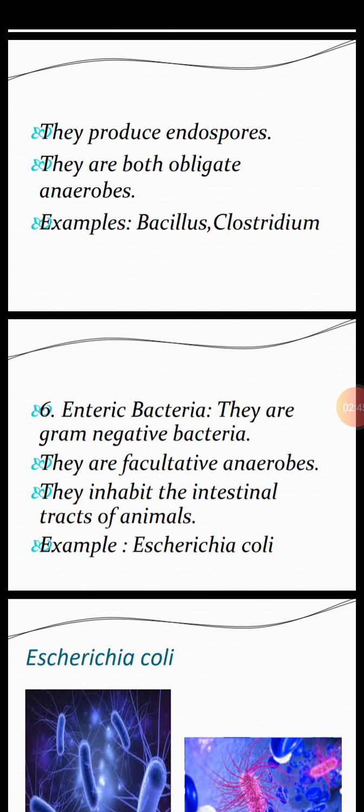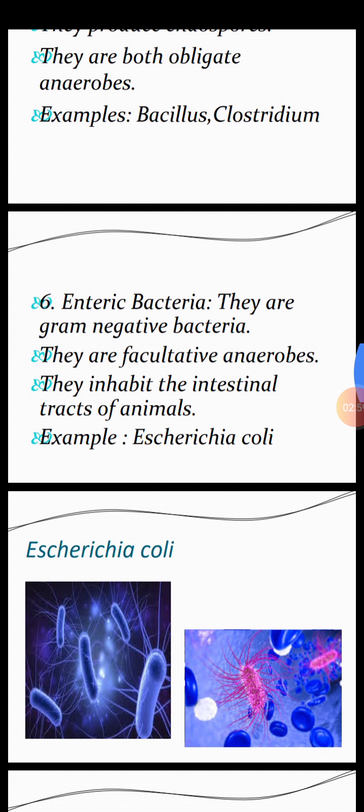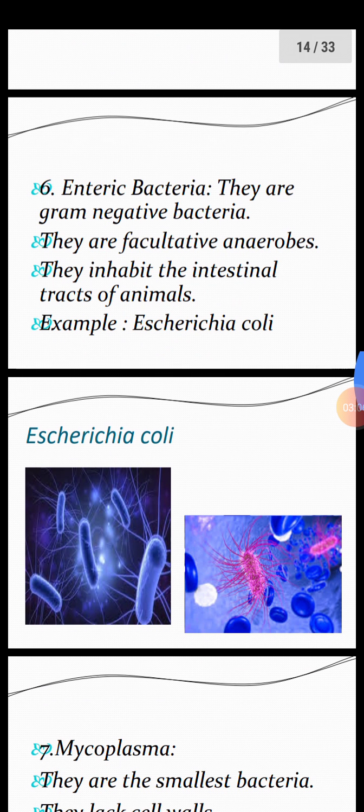Sixth are enteric bacteria. They are gram-negative bacteria which are stained pink by the gram staining procedure. They are facultative anaerobes. Facultative means which can live with or without a host. They inhabit or occupy the intestinal tracts of animals. Example is Escherichia coli or E. coli. Images of Escherichia coli are shown.